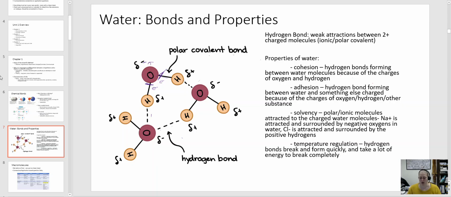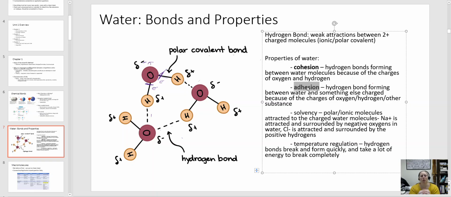I want you to be aware of cohesion and adhesion. Remember, co means shared. Ad means it's like adhesive, like your glue or tape. So cohesion is how water molecules stick to each other, and adhesion is how water molecules stick to something else.